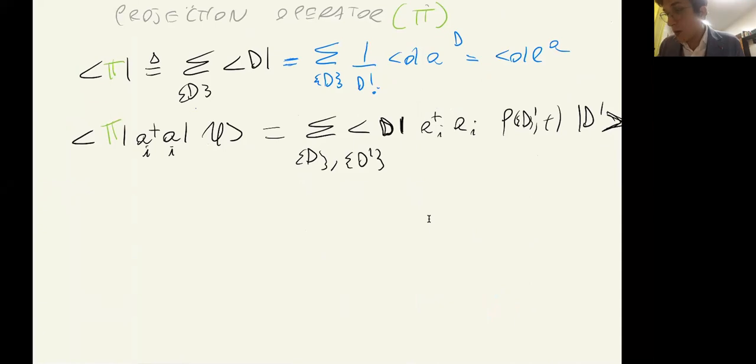The projection operator, which we call pi, will just be the sum over d of this bra of d. As you can see, you can rewrite it as the sum over d of 1 over d factorial, e to the d times the vacuum state. Now you have to remember why you have this d factorial, because when you apply a to the left of d, you will get d plus 1. That's why, in order to have d, you have to divide by the factorial of d. And again, the sum over d of 1 over d factorial a to the d you can then write as an exponential operator.